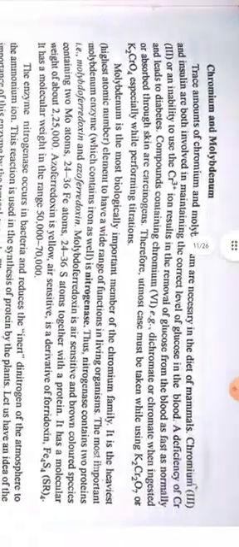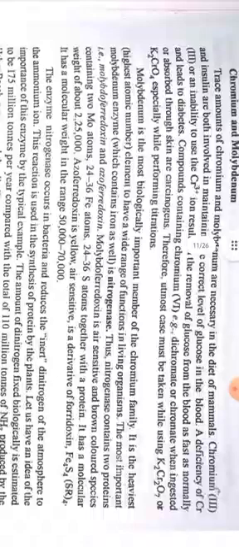Next elements are chromium and molybdenum. Trace amounts of chromium and molybdenum are necessary in the diet of mammals. Chromium(III) and insulin are both involved in maintenance of a correct level of glucose in our body. A deficiency of chromium(III), or an inability to use the chromium(III) ion, results in removal of glucose from blood slower than normal, which leads to diabetes.